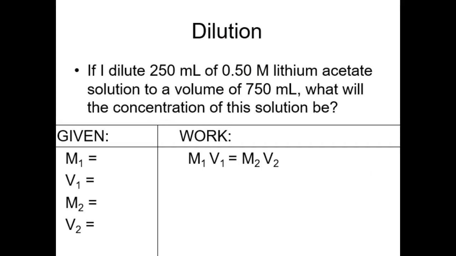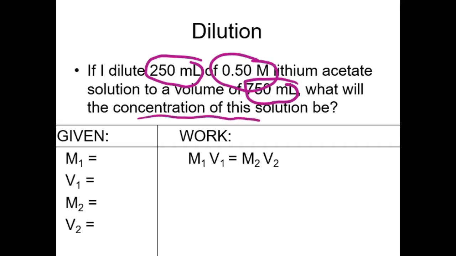Okay, so let's take one that looks a little differently. It says if I dilute 250 milliliters of a 0.50 molarity lithium acetate solution to a volume of 750 milliliters, what will the new concentration of the solution be? So this is my V1, my M1, my V2, and I'm looking for M2. So it's going to look a little different than the last one. My M1 was a 0.50. My V1 is 250. And then my M2, I don't know what that is, but my V2 I know is 750.